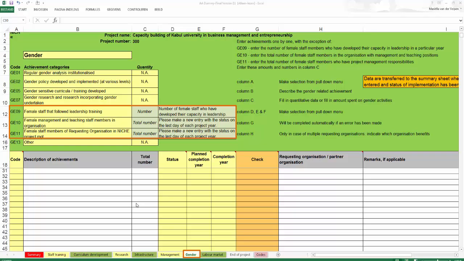Why is that? Well, we want to be able to follow the trends of female employment over the years of the project at our requesting organizations. So for each year, you must fill in a new line with adjusted numbers? Precisely. This concerns also GE11, the number of women in the project management team at the requesting organization. Let's demonstrate with some examples of achievements.